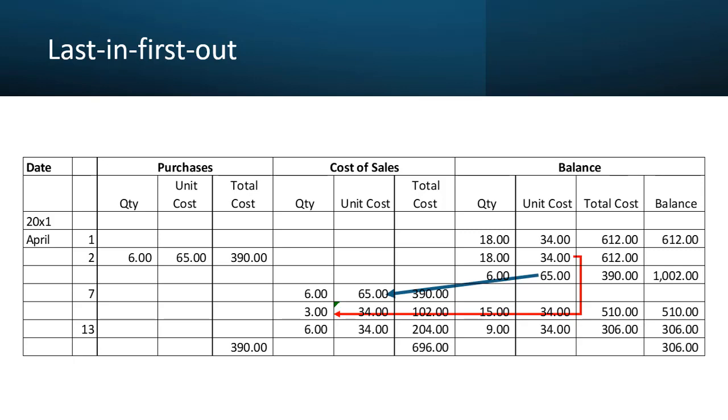So the balance here of the inventory will be $306, and then cost of sales will be $696, and then purchases will be $390, just the same with first in first out.